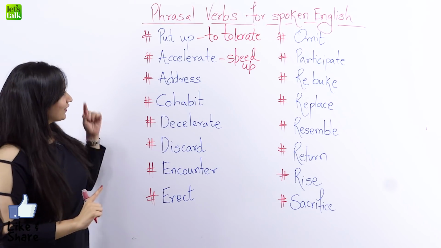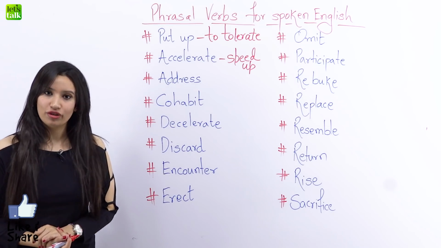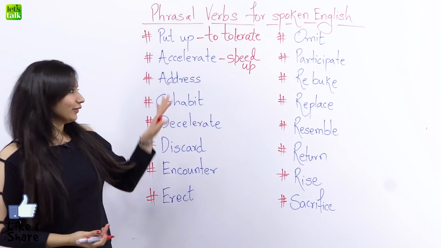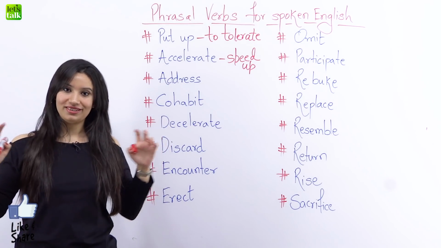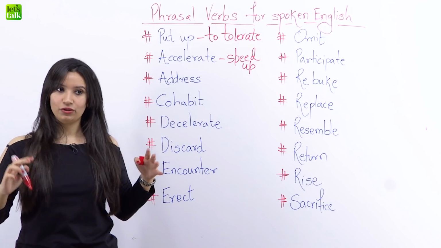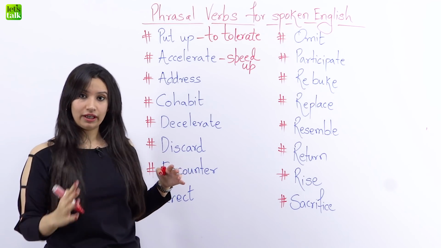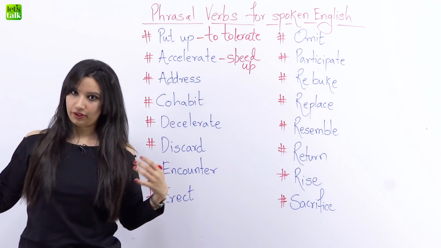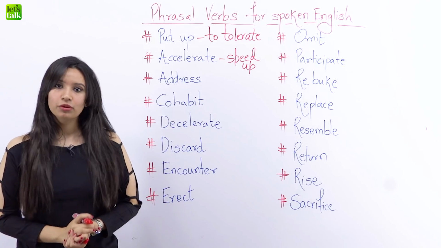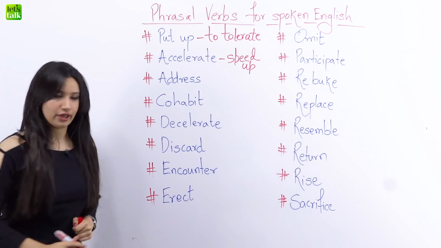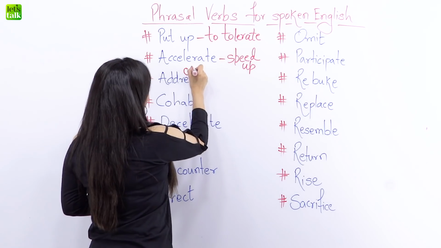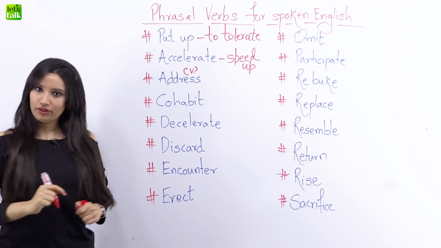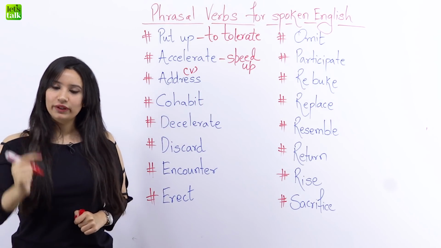Great. The third one that we have is to address something. Okay, now here we're not talking about the address, the noun, okay, which means the name of a location, where is it located, etc., etc. We are not talking about the noun, but we are talking about the verb address. So the verb address means that you want to deal with something, okay?